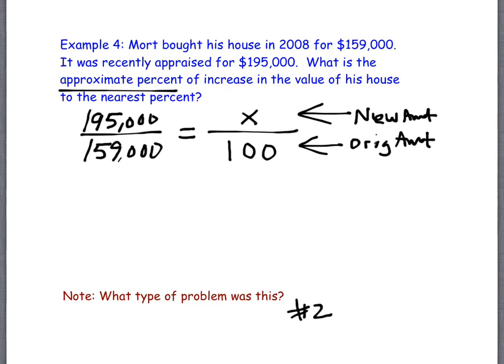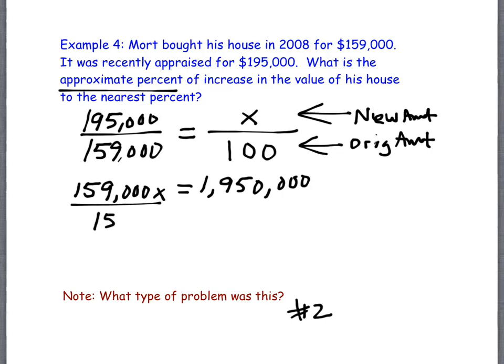Okay, let's go through the problem as it's set up this way, and then we'll answer the question based on this problem's answer when we get done. So if I cross multiply, I have 159,000 x equals 1,950,000. And then I divide by 159,000. And your calculator is your best friend right now because you don't want to do that by hand. What do you get?